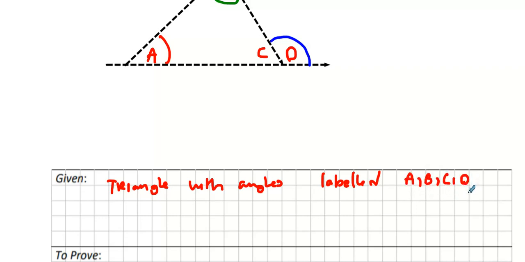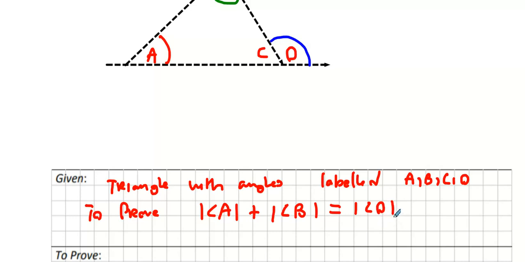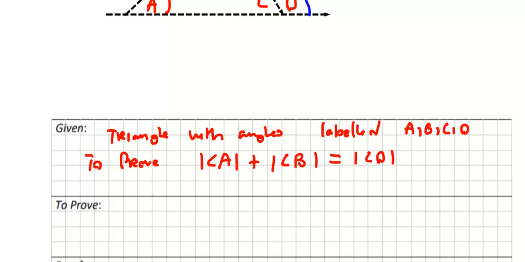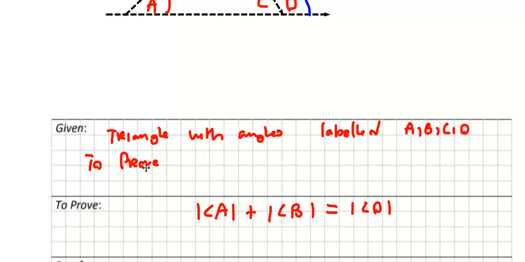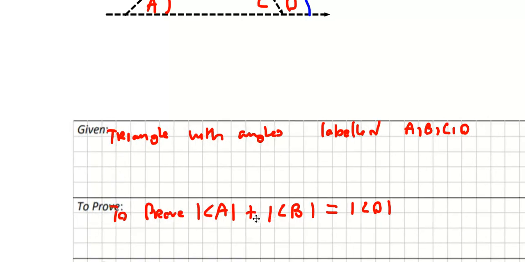And D, okay. And we want to prove angle A, the size of angle A, that's what those vertical lines mean, plus the size of angle B must equal the size of angle D. Okay, so, oh sorry, that's to prove. Reload that down there. Okay, there we go.